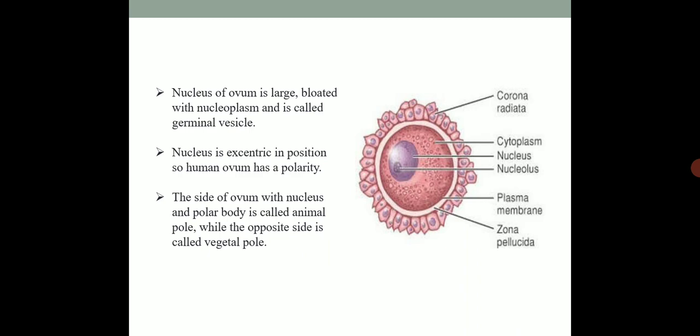Coming to the very important structure of the ovum, that is the nucleus. The nucleus of the ovum, as you can see in the picture, is large and blotted with nucleoplasm, and it is called the germinal vesicle. The nucleus is eccentric, that means it is not at the center. So the human ovum has a polarity. The side of the ovum with the nucleus and the polar body is called the animal pole, while the opposite side we call the vegetal pole.